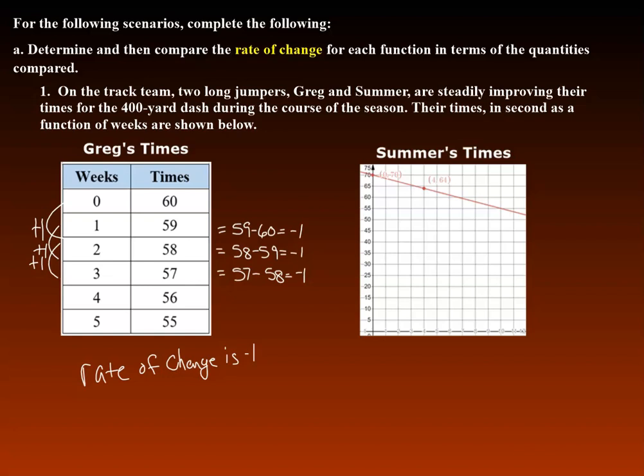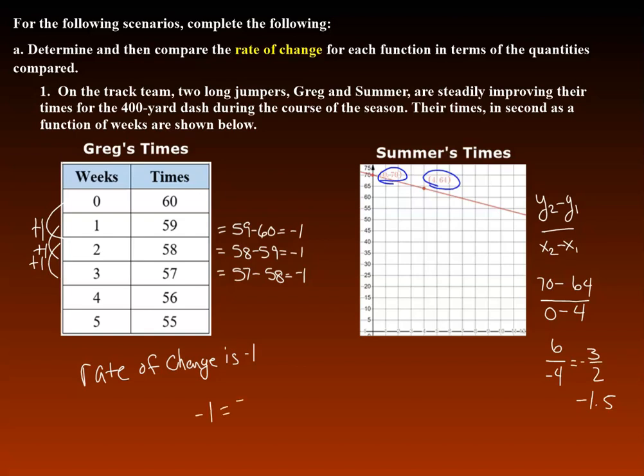On Summer's, hers is in the table, and we have two ordered pairs. We have 4, 64 and we have 0, 70. So we're going to have to use the slope formula, y2 minus y1 over x2 minus x1. So we're going to have 70 minus 64 over 0 minus 4. So 70 minus 64 is 6. 0 minus 4 is negative 4. And if we reduce that, we get negative 3 over 2.